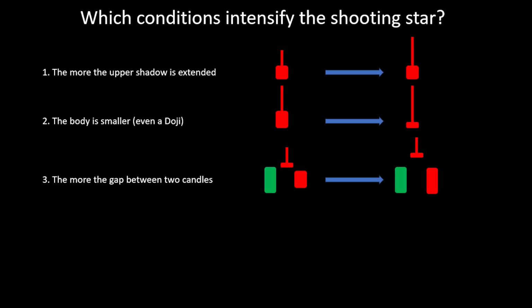For shooting star, we have three conditions. First, the more the upper shadow is extended, the stronger it is, and the second is the body is smaller or even a doji. The third condition which can intensify this pattern is that there is a gap between the last candle of the uptrend and the candle which is shooting star. So a gap shows that market had a really good power, but indecision came to the market afterward.